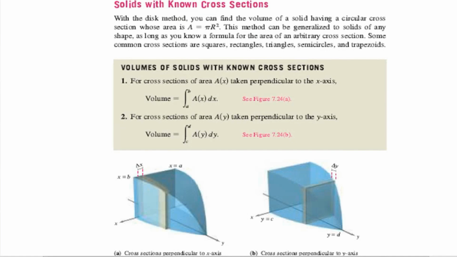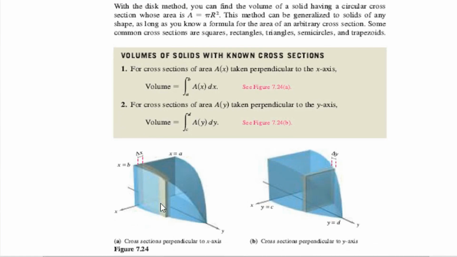So, volumes of solids with known cross sections. Number one, for cross section of area A of x taken perpendicular to the x-axis, the formula is volume equal to the integral of A of x dx, with the limits of a to b. Number two, for cross sections of area A of y taken perpendicular to the y-axis, volume is equal to the integral of A of y dy, with the interval from c to d, as you can see in the figure.